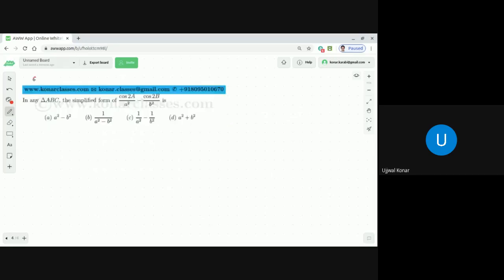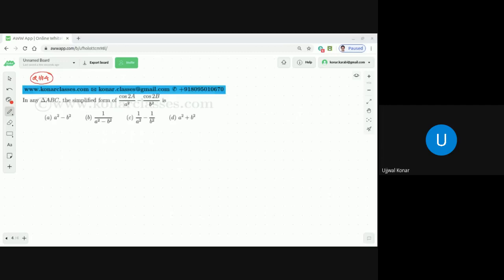Now, dear students, question number 4 is in front of you, and here it is asking that in any triangle ABC, the simplified form of cos 2A by a square minus cos 2B by b square is what? Okay, so let's solve it together. You also solve it and do let me know.